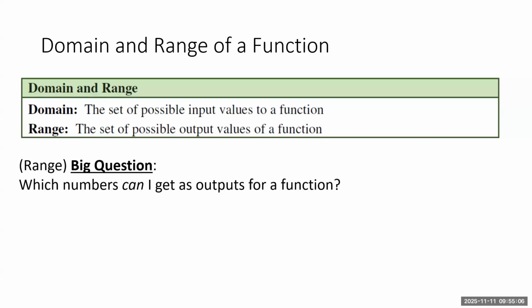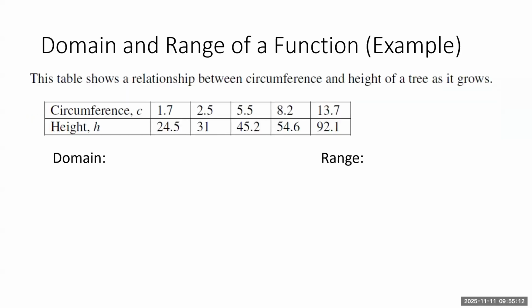So when we talk about range, the big question is, what numbers can I get as outputs for a function? If we look at this example, we have a table that shows a relationship between circumference and height of a tree as it grows. We have a 2-row table present. We have a circumference row labeled C and a height row labeled H. In the circumference row, we have 1.7, 2.5, 5.5, 8.2, and 13.7. In the height row, we have 24.5, 31, 45.2, 54.6, 92.1.